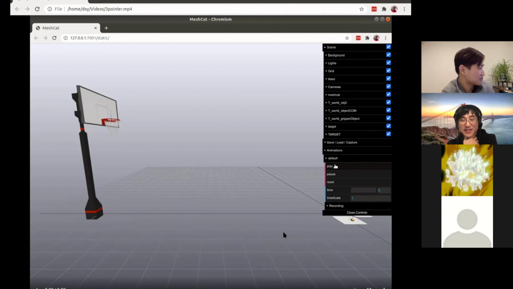As our finale, we would like to show our robot making a regulation NBA 3-pointer. So we're going to see if our robot can make the shot.